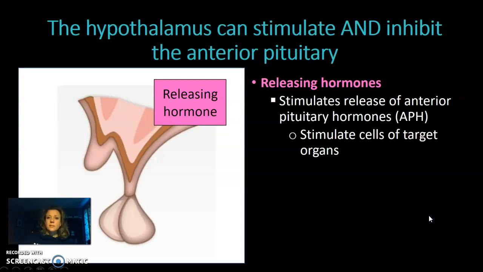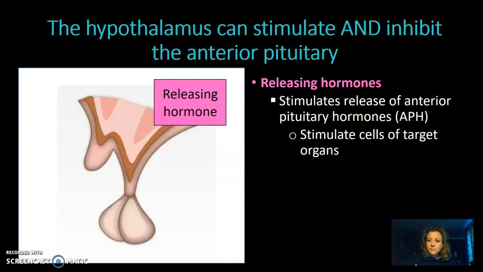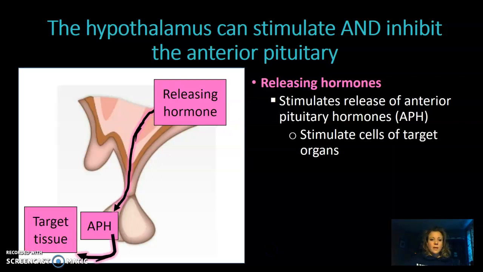So the hypothalamus can stimulate and inhibit the anterior pituitary. Releasing hormones that come from the hypothalamus will stimulate the anterior pituitary to release its hormones. The releasing hormone comes down through the portal veins into the anterior pituitary. The anterior pituitary releases some anterior pituitary hormone. There's 7 that you need to know. And those are going to go into general blood circulation and reach their target tissues.